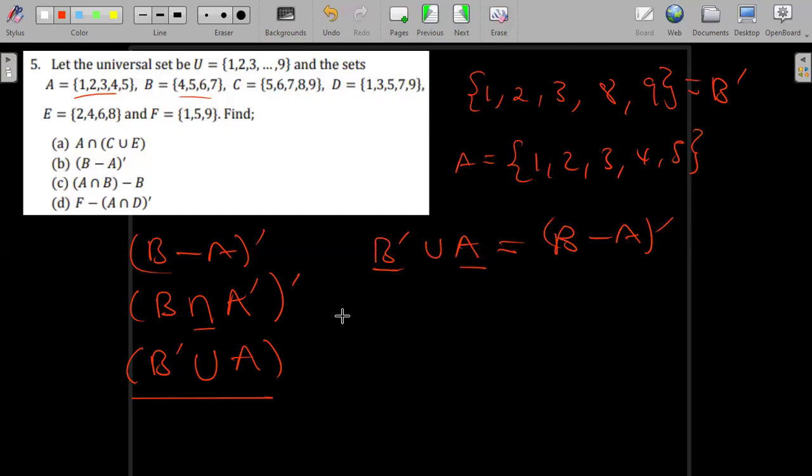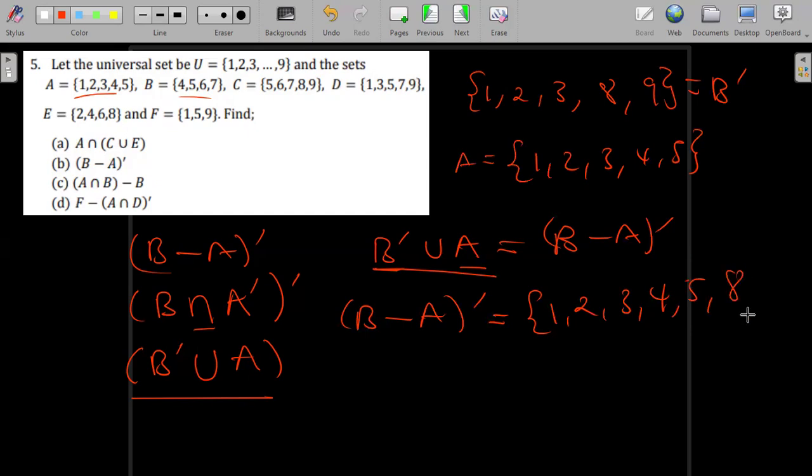So I can just write that my B minus A complement is going to be, then I unite all these together since it's union here, as you can see. So I bring them all together, combine those elements. So I have 1, 2, 3, 4, then I have 5, then 8 and 9. So this here is going to make up that set. Okay, is that clear? Before we move on to the next one.